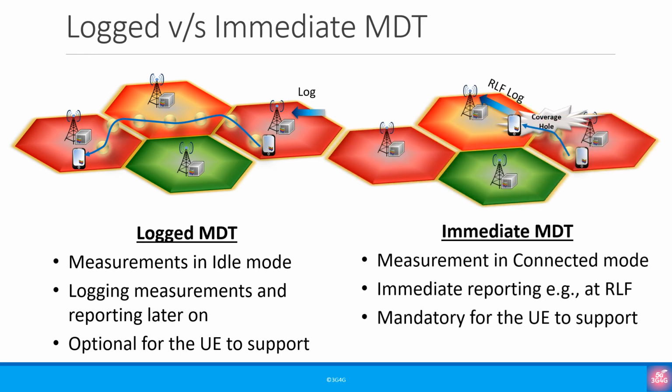Immediate MDT is, as the name implies, immediate reporting of the failure. When the UE is in connected mode and has a radio link failure, it collects the logs and indicates to the network that the RL failure logs are available for the network to retrieve whenever it wants. This type of reporting is mandatory for the UE to support.